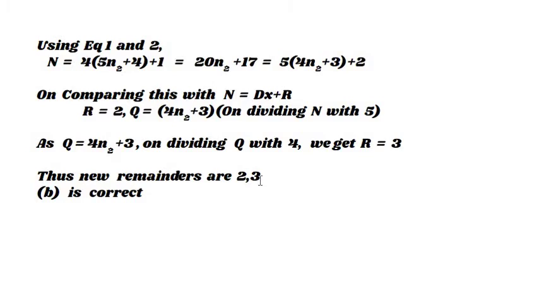Now look at it once again. Using 1 and 2, we put n1 equal to 5n2 plus 4 here. So n reduces to 5 into 4n2 plus 3, plus 2. Comparing with n equal to dx plus r, if n is divided by 5, the remainder will be 2 and the quotient will be 4n2 plus 3. Now this quotient is divided by 4, as given in the question, and the remainder will be 3. So the answers are 2, 3, and the correct option is B.